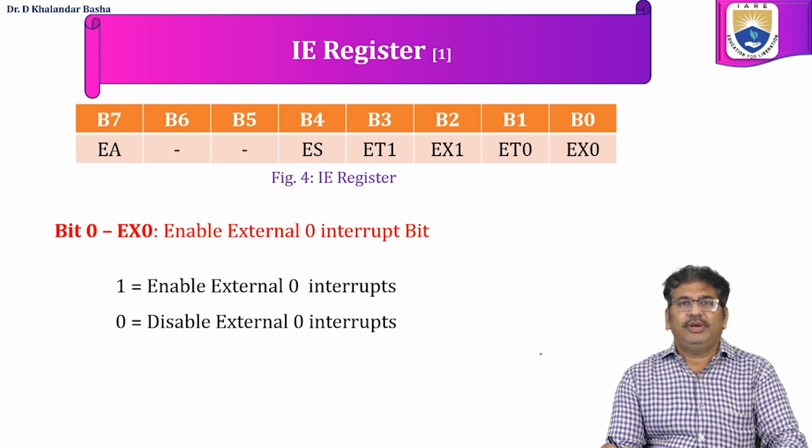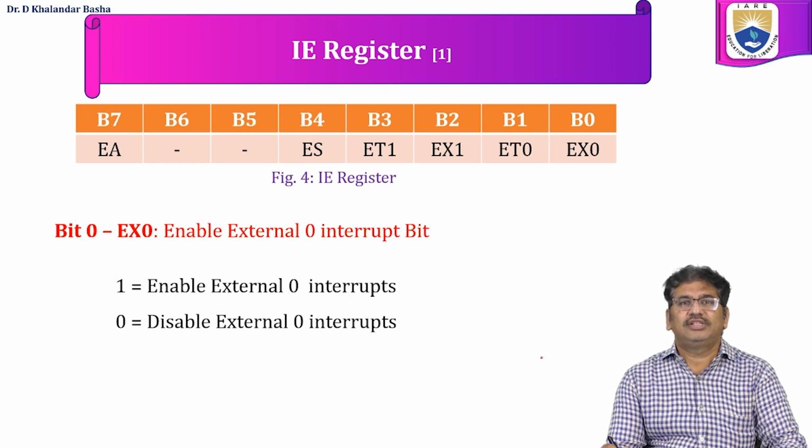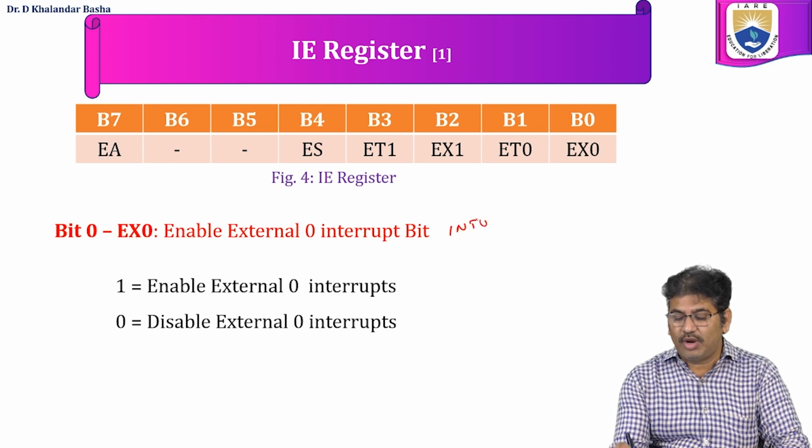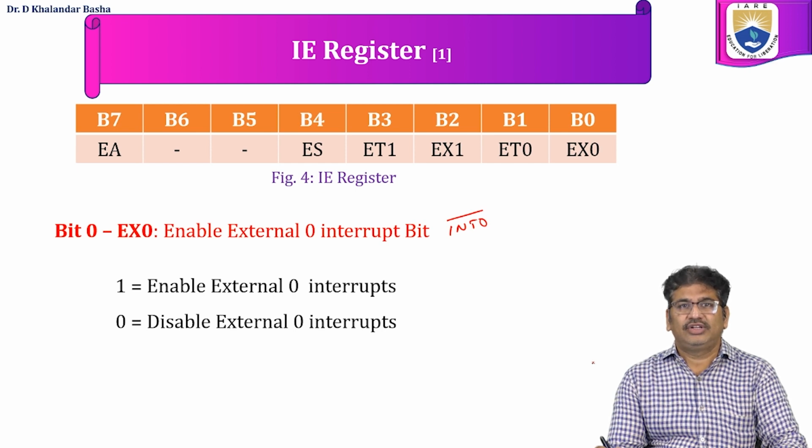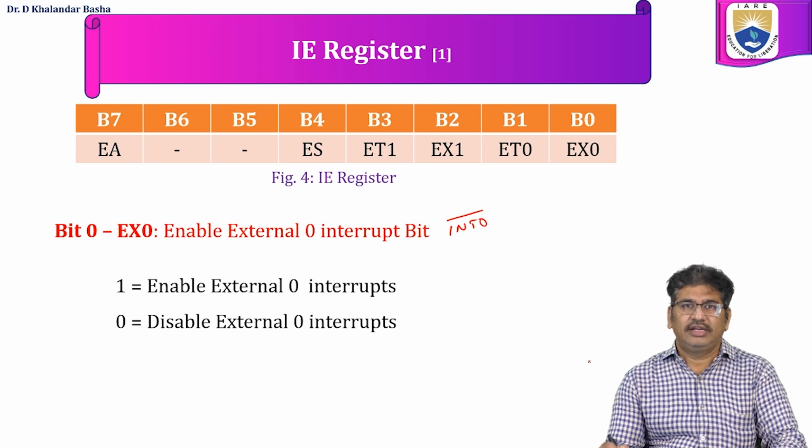The LSB, bit 0, is for EX0, which will enable the external interrupt bit on INT0 bar. If you configure the EX0 bit as 1, it will enable the external 0 interrupts. That means the interrupts will be accepted on the INT0 bar line. If you configure the EX0 bit as 0, then it will disable all the external interrupts which are coming on INT0 bar.